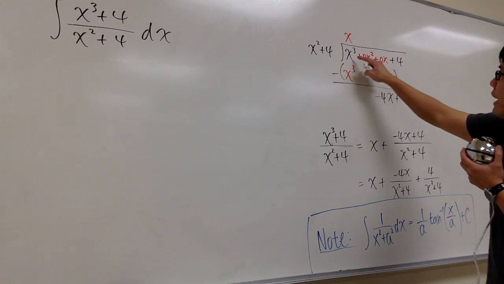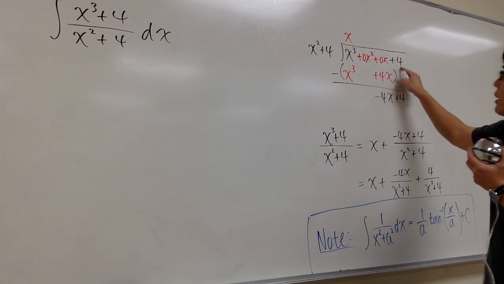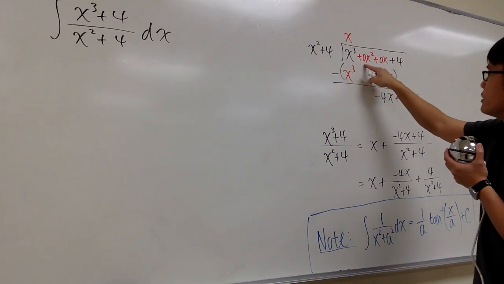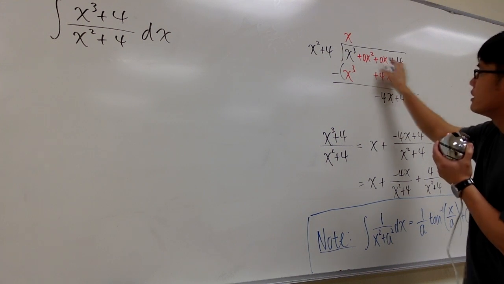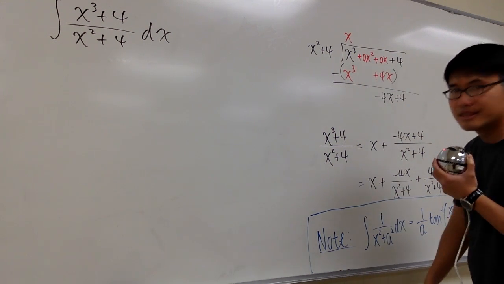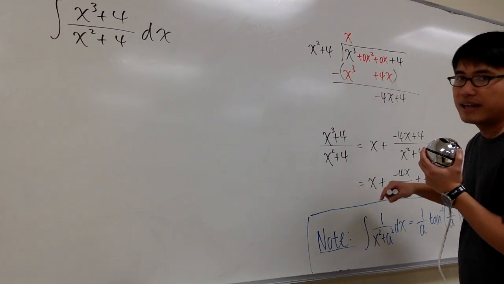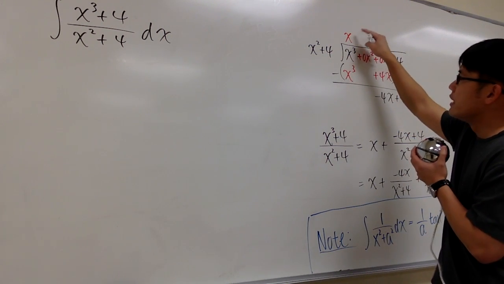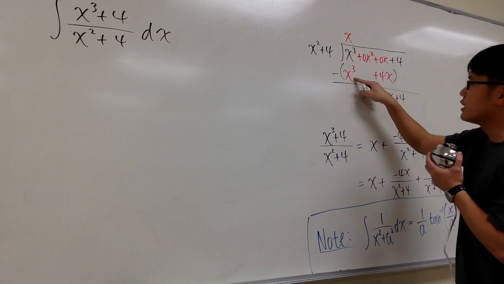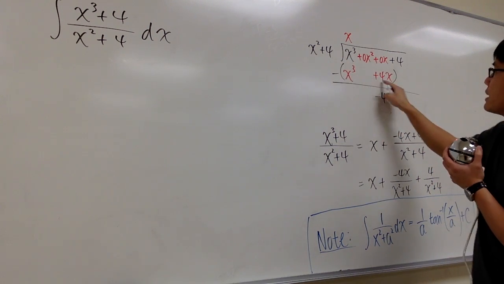I will put down x to a third power plus 4, but then we also have to include the 0x squared plus 0x, just like the place value. And then put down the x squared plus 4 on the outside, and let's go ahead and divide. What do we need? We need an x. x times x squared, we get x to a third power. x times 4, we get plus 4x.